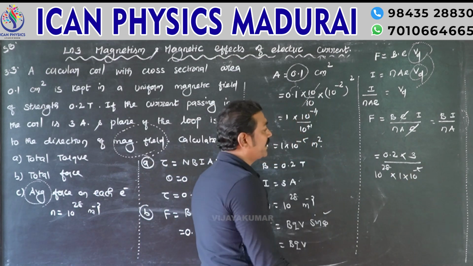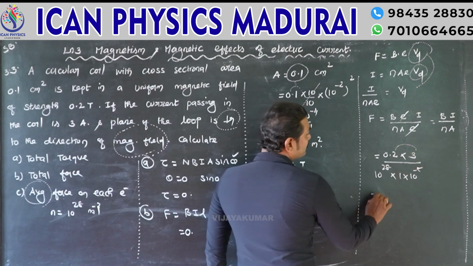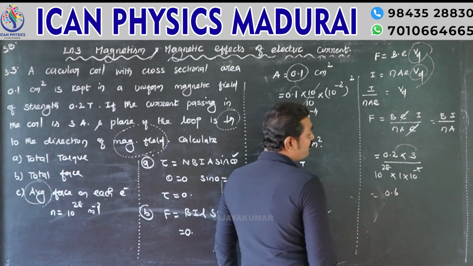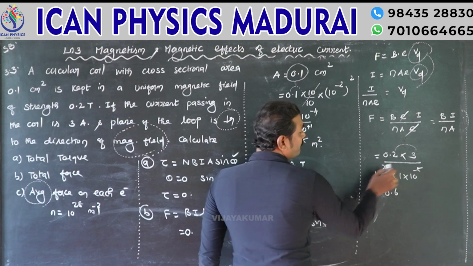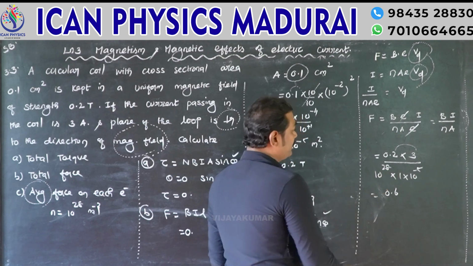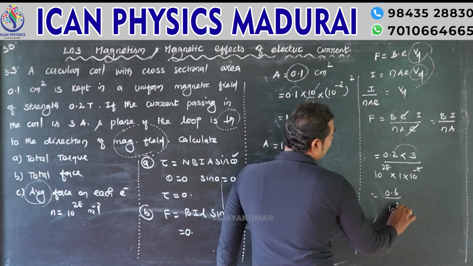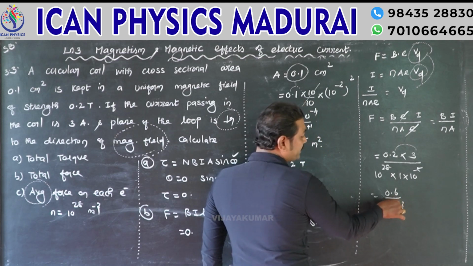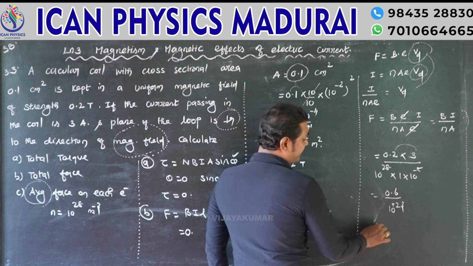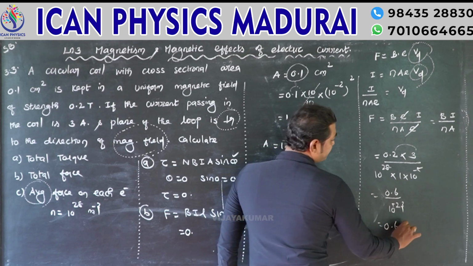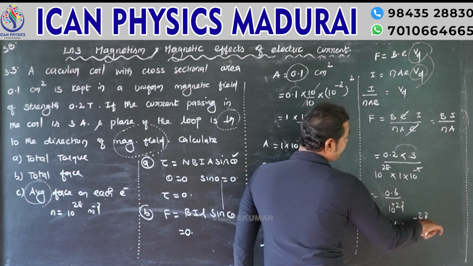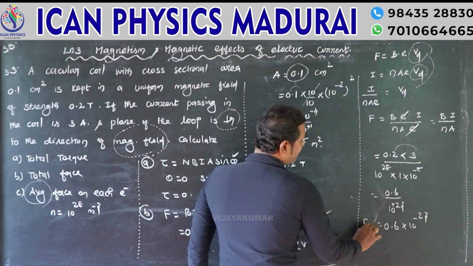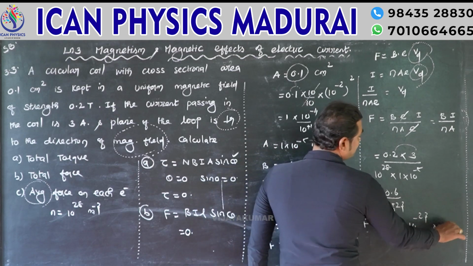Now 2 times 3 is 6. So 1 decimal point, 28 minus 5, so 10 to the power 23. The plus 23 goes to the numerator as minus 23. So 0.6 into 10 to the power minus 23. This much of force. So the unit of force is Newton.